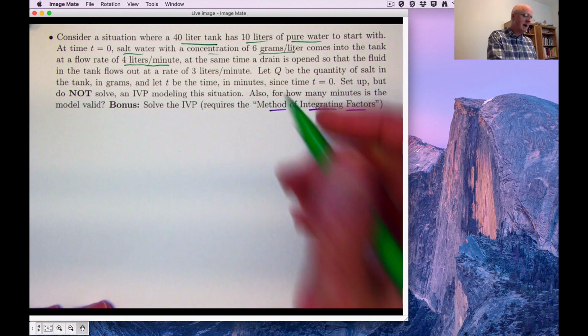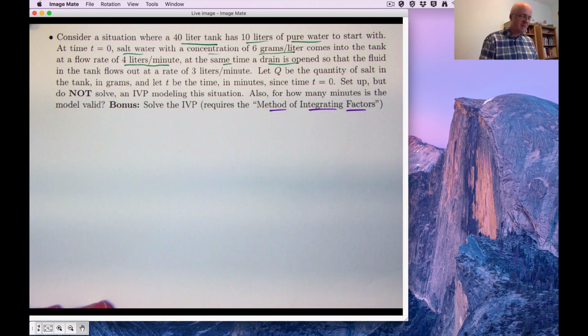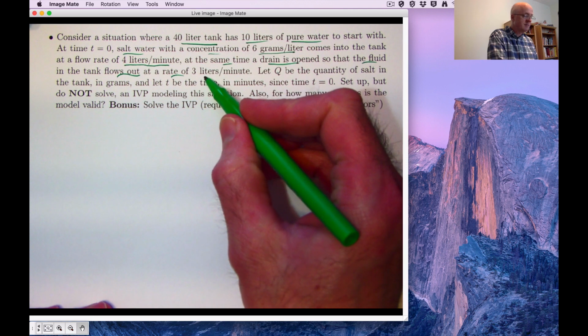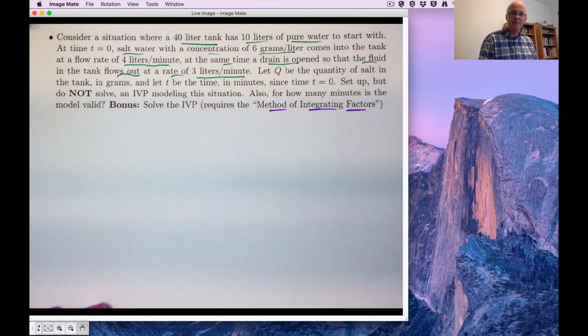All right, at the same time, t equals 0, a drain is open at the bottom so that the fluid flows out at a rate of 3 liters per minute. That's a little smaller. So it's coming in at 4 liters per minute, going out at 3 liters per minute. The tank is going to gradually fill up.